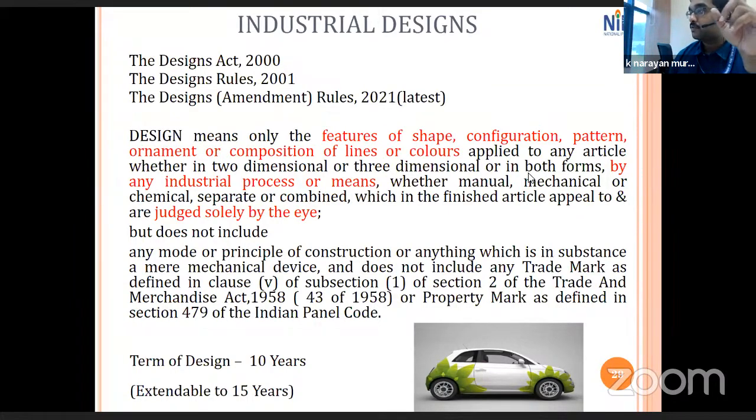In patent, what are the keywords? Technology involved, inventive step, novelty, and some technical advancement. That is patent. And in design it would be shape, configuration, pattern, ornament, composition of lines or colors. So term of design is 10 years. What was the term of patent? Any answers in chat box? 20 years. Yes, right answer. So term of patent was 20 years. The term of design was 10 years.